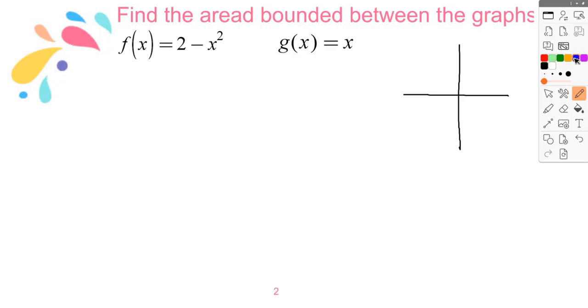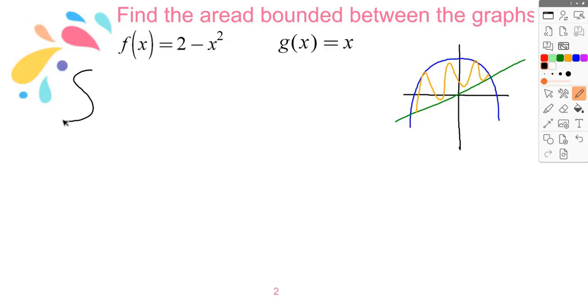An upside down parabola. Let's translate it upwards by 2. What does the graph of x look like? A straight line, a diagonal line. Specifically, a slope of 1 and an intercept of (0, 0). So we would like something like that. Which means that this is the area that we are trying to find.